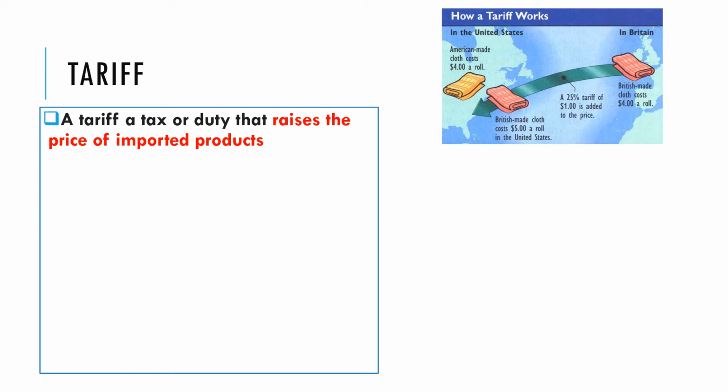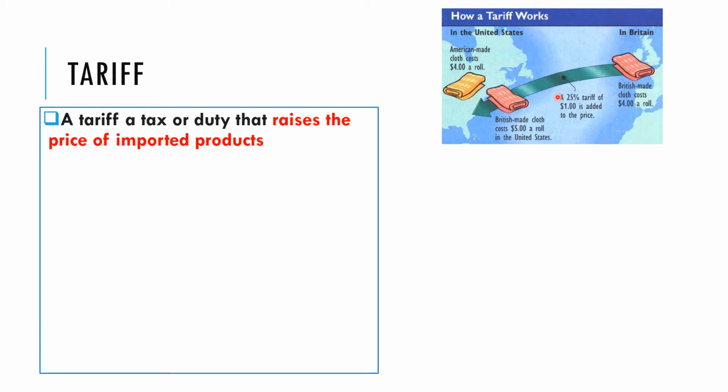And this would be an example of how it works. If we imagine we're talking about cloth, and cloth in Britain costs, let's say, an equivalent $4 a roll to produce, and cloth in America produces $4 a roll. Now, consumers in America would be indifferent between American cloth and British cloth. But if the United States government wanted their population to buy American, then what they might do is try and make their products, the American cloth, more attractive than the British product by adding on a tariff.